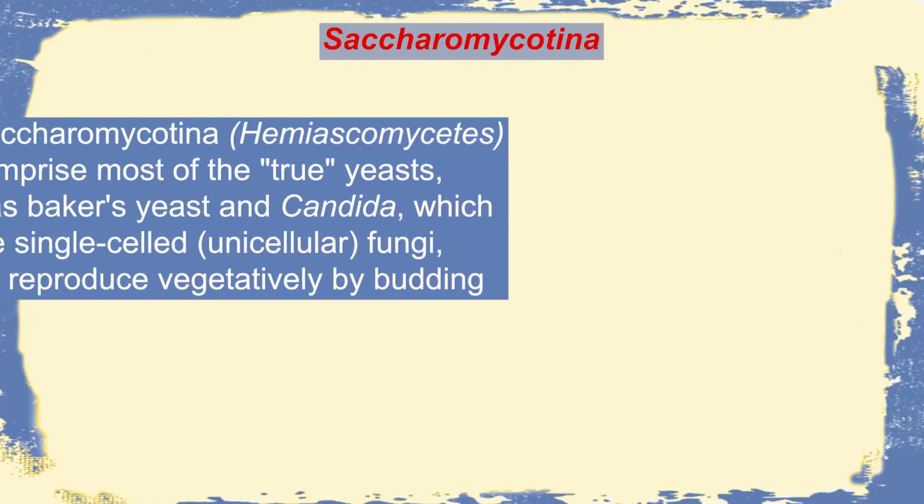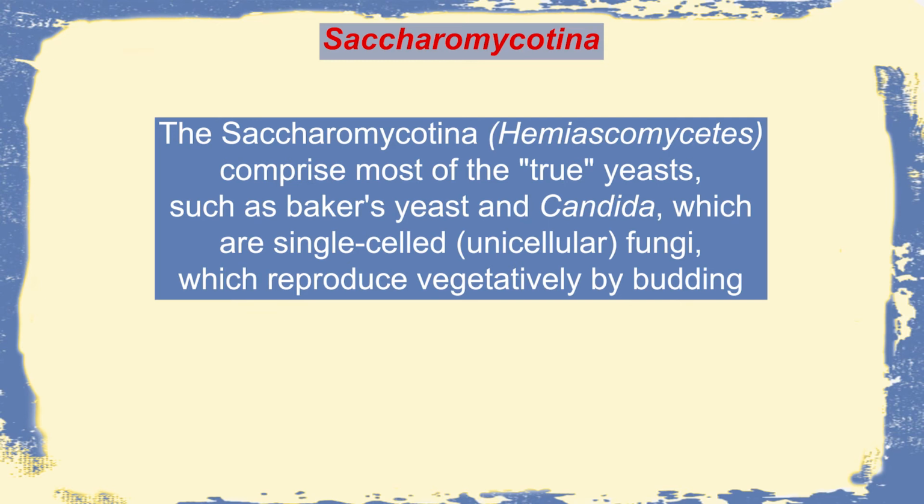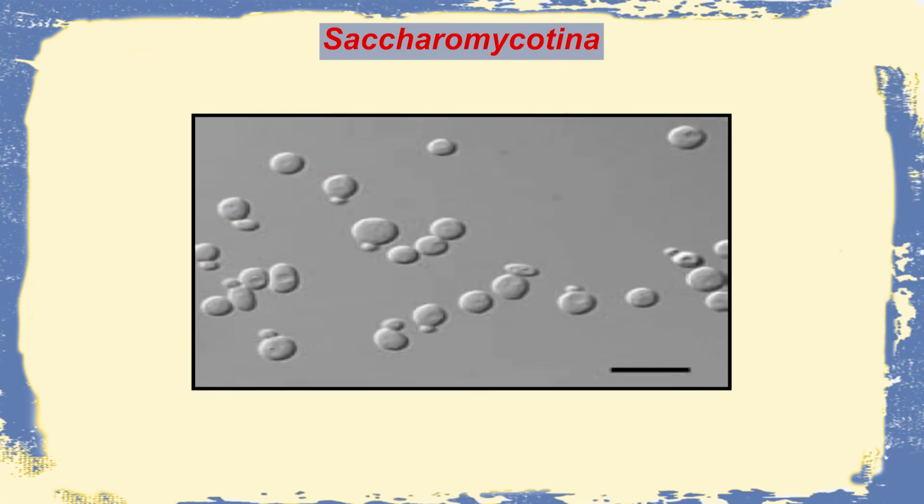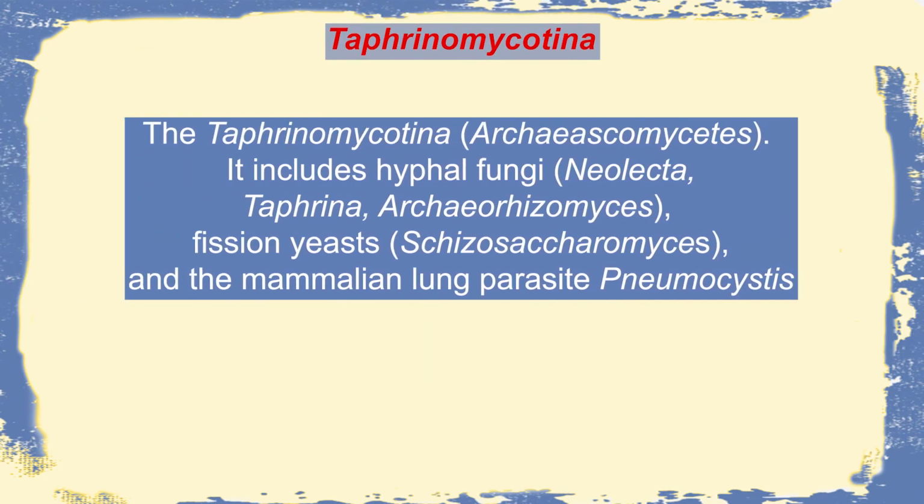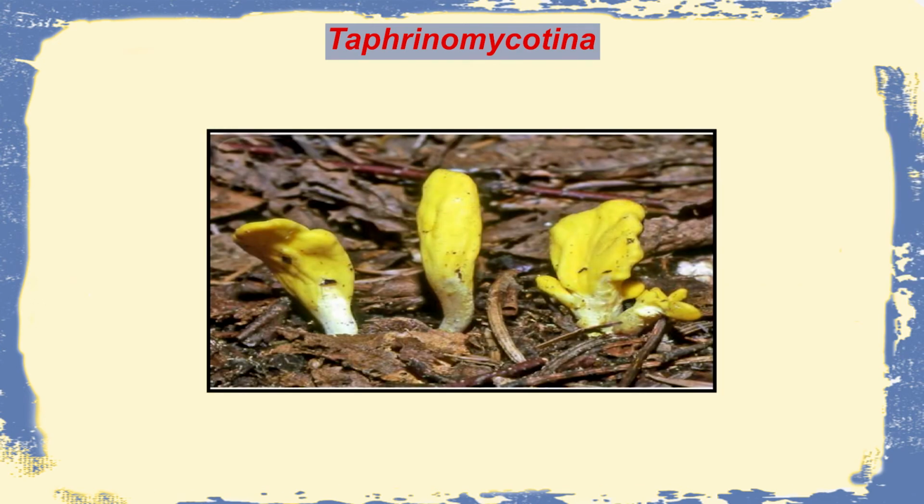The second major group or subphyla within Ascomycota is Saccharomycotina, and they are also called the Hemiascomycetes. The Saccharomycotina are the true yeast or the Candida. Yeast is a fermenting organism reproducing by budding, and Candida is also reproducing by budding, but it may be pathogenic to humans, like Candida albicans. The third group, which is the Taphrinomycotina, previously called Archiascomycetes, includes the hyphal fungi like Neolecta, Taphrina, etc. And also interestingly, it has the fission yeast. But very interesting, they have a colorful fruit body or colorful thallus structure.